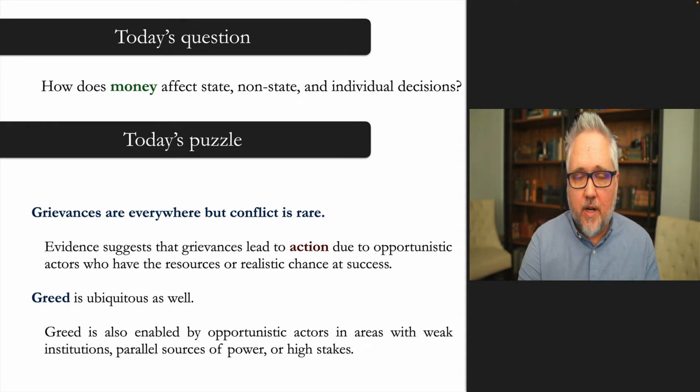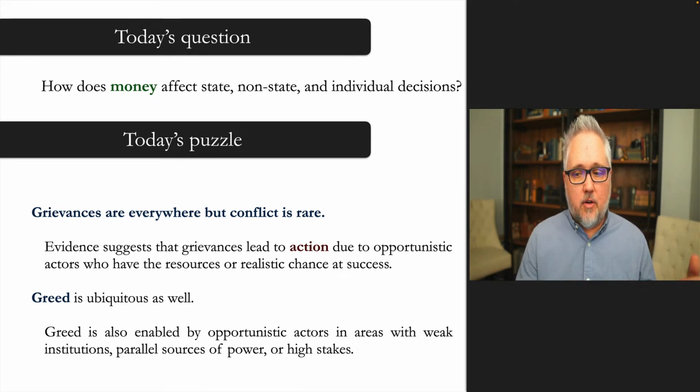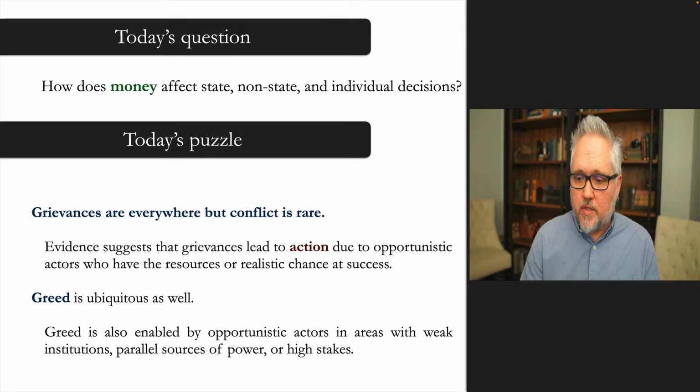And I would say greed is ubiquitous as well, right? We all have interests in having enough to go around to be able to take care of ourselves and our family. And so why don't we see universal war as a way to get what we want, both to satisfy grievances as well as to get more, and greed, right? Greed is clearly used by opportunistic actors in areas that have weak institutions, weak states that can't prevent them from actually doing it, or where the stakes for controlling things are really high, like in areas with large natural resources.